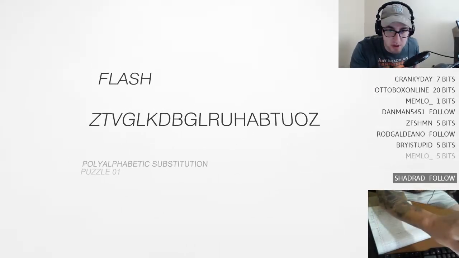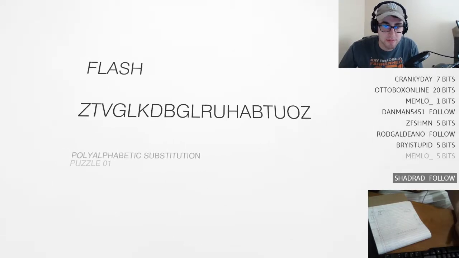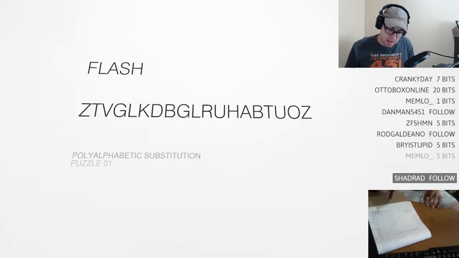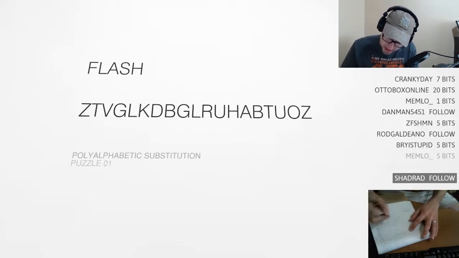So that means how many letters do we have? We have 1, 2, 3, 4, 5, 6, 7, 8, 19. So that's going to end on an S. So the beginning of our word is F. The end of our word is S. How exciting.